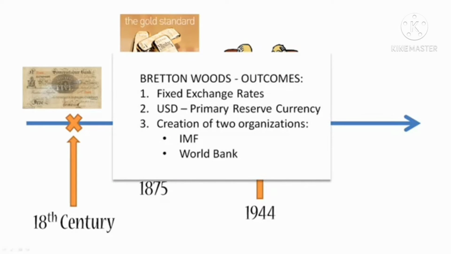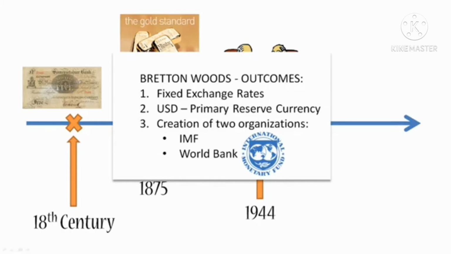So first of all, fixed exchange rates. All currencies were pegged to the US dollar. Second, the US dollar became the primary reserve currency, which meant that it had to be backed by gold. And three, the creation of two organizations.